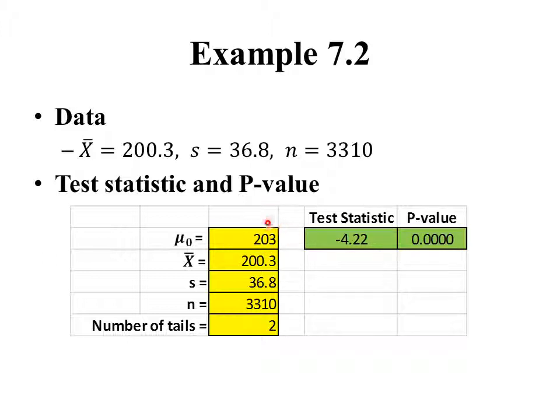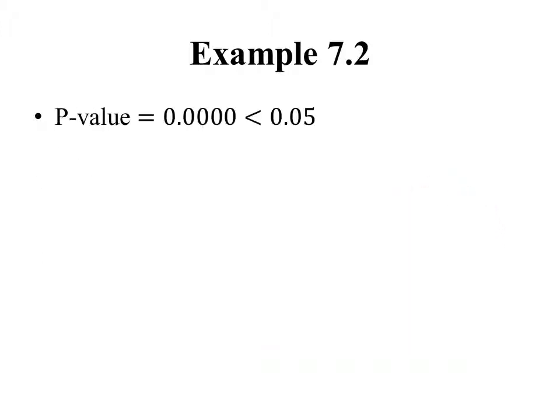Here's mu naught, the number that appears in the null hypothesis. Here's our sample data. Now in this case we have a two-tailed test, and that's because our alternative hypothesis was the statement that mu is not equal to 203. And so here's our test statistic, and here's our p-value. Now notice here that we've got a rather large sample, and so we're using technically a z-test here, but for our purposes not terribly important. So there's our p-value of 0.